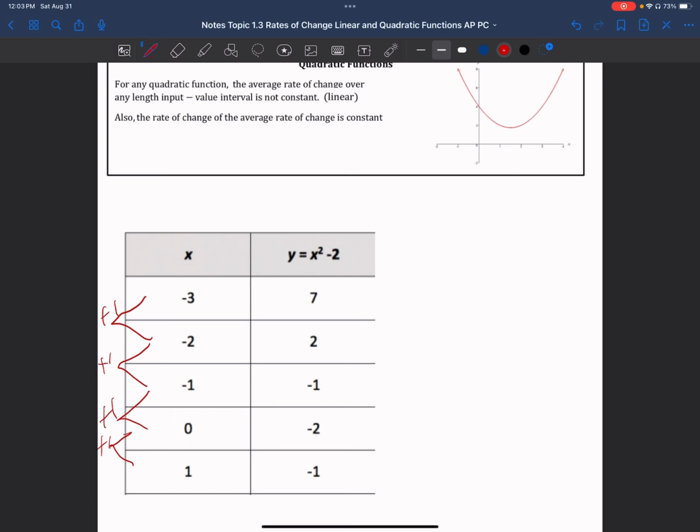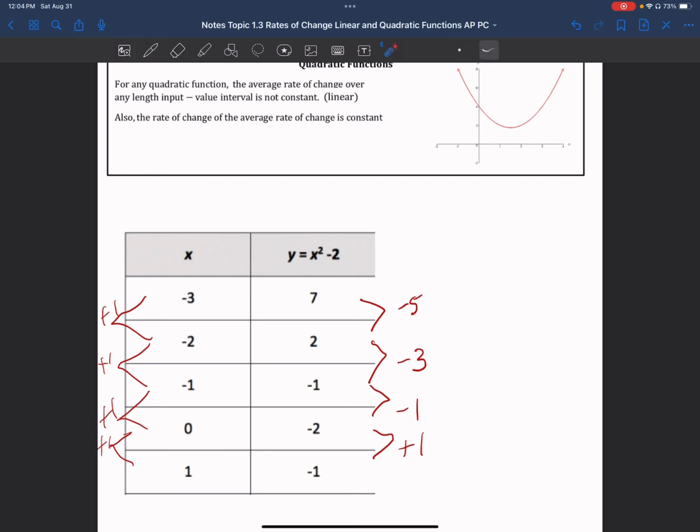If I go on the right side, to go from 7 to 2, I'm going to subtract 5. From 2 to -1, I'm going to subtract 3. From -1 to -2, I'm going to subtract 1. And then from -2 to -1, I'm going to add 1.